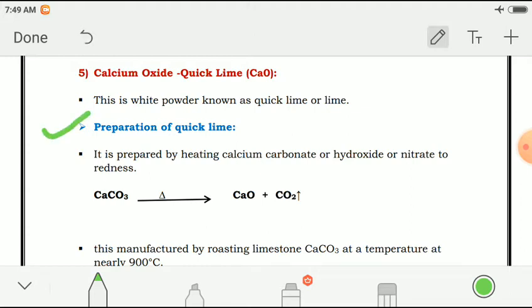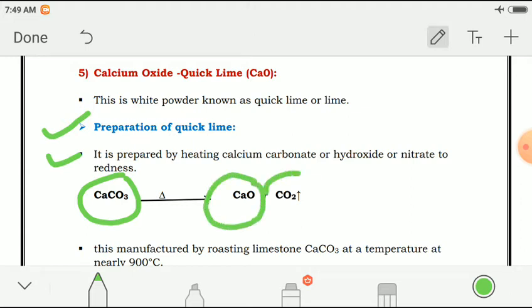Now we will see the preparation of quick lime or calcium oxide. There are two processes by which we can prepare calcium oxide. It is prepared by heating calcium carbonate, hydroxide or nitrate to redness. That means when we heat calcium carbonate up to redness, it will convert into calcium oxide with liberation of carbon dioxide. This is the simple process to prepare quick lime or calcium oxide.